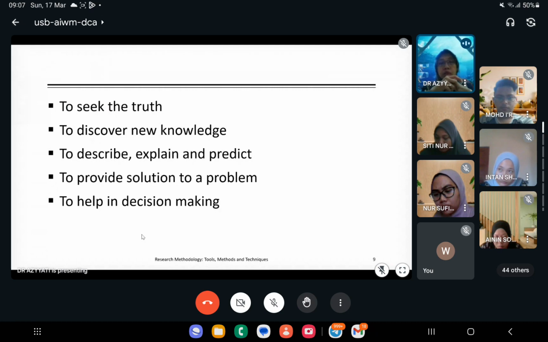And why do we need to conduct research? Of course we like to seek the truth, discover new knowledge, describe, explain, and predict. Sometimes we need to make a prediction. We don't even know what will happen in the future. Like COVID-19, this was an unprecedented situation. All of us never thought that we would face this kind of COVID-19. That was a first time in history.